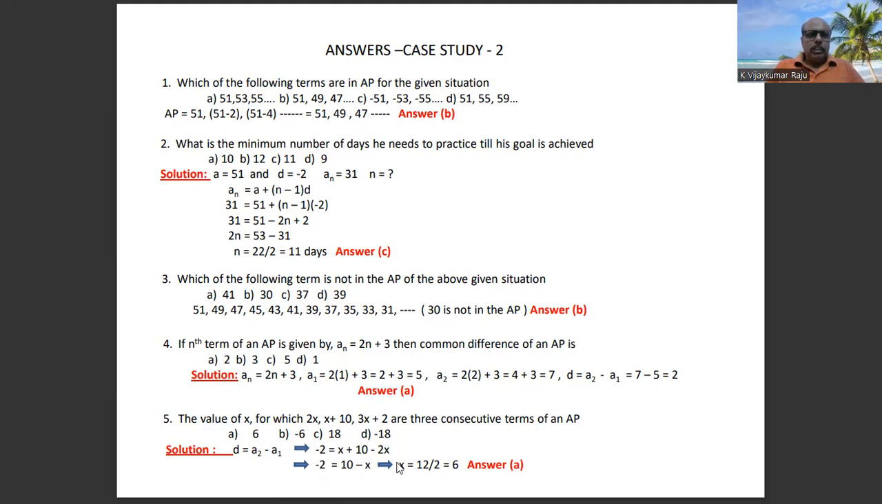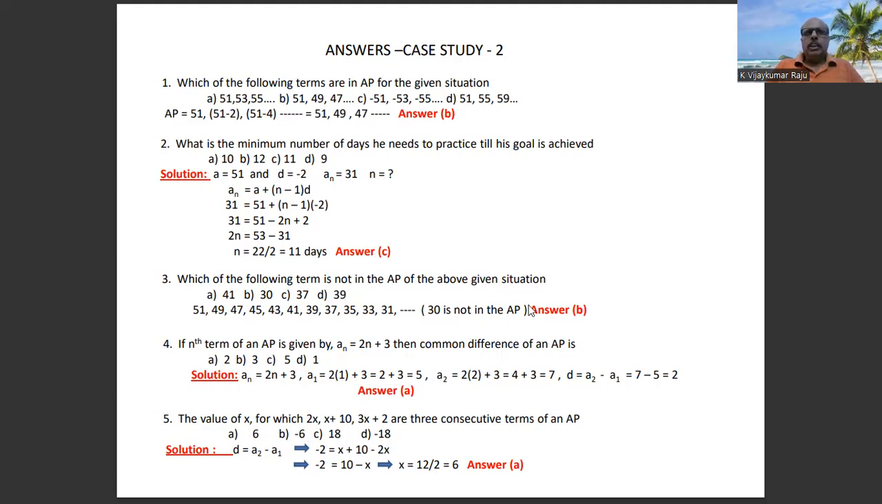Let us take this side. So you will get x is equal to 12 by 2, that is 6. So the value of x here is 6. So which is that option? A option. So the answer is 6.